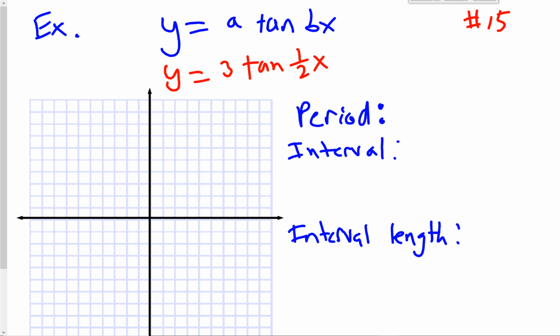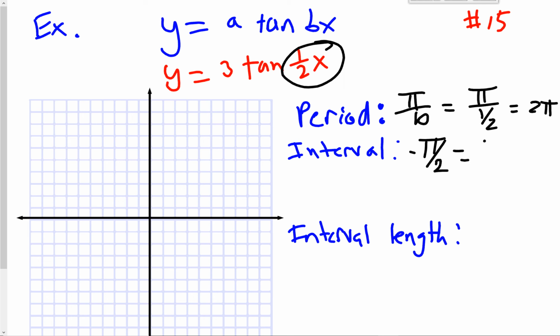All right, a couple more minutes of this, because these are all really the same. Pi divided by my b, which is 1/2. When I divide by 1/2, that's multiplying by 2, so I get 2 pi. I normally start at negative pi halves, so I set that equal to what I'm taking the tangent of, which is 1/2 x. Multiplying by 2, I get negative pi, so this is going to start at negative pi. My interval length is my period, 2 pi, divided by 4, which is pi halves.